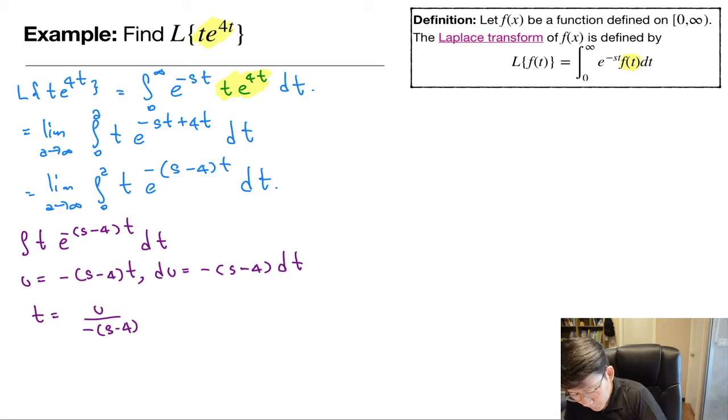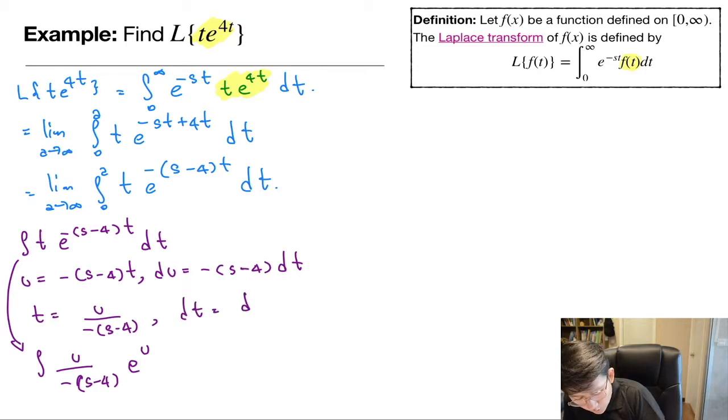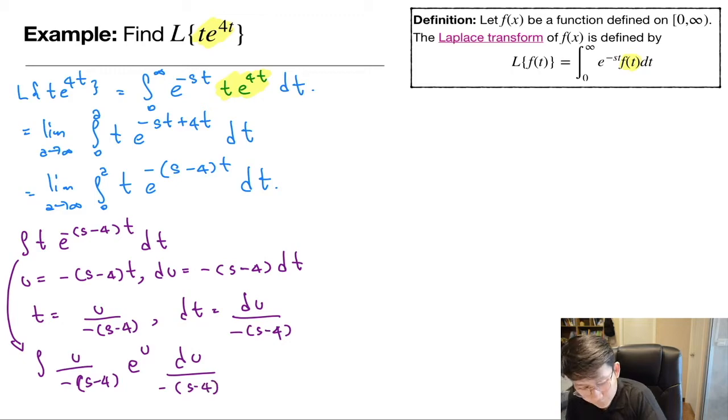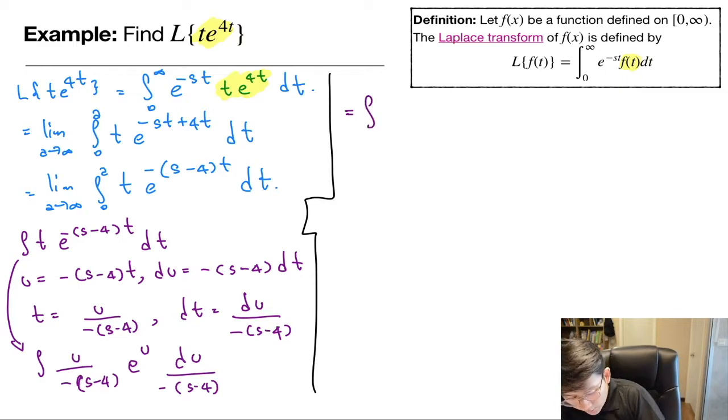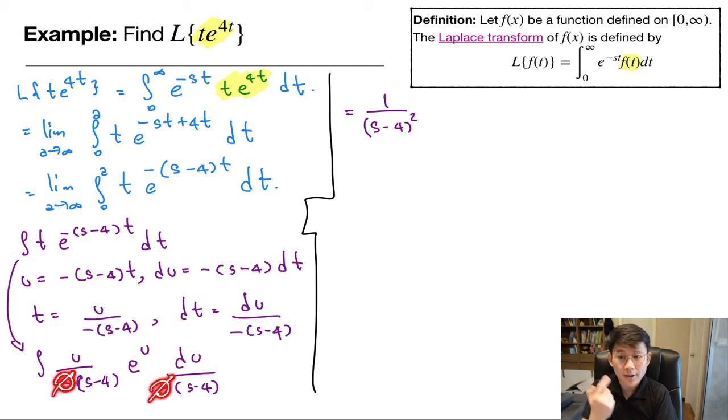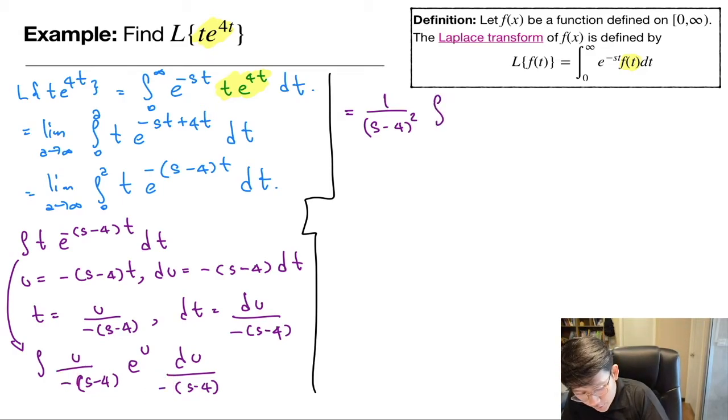So this integration becomes integrate t, which is u divided by minus s minus 4, e to the u dt. Guys, here dt would be du over minus s minus 4. Get that? Okay. So let me pull the constant out. We have 1 over s minus 4 squared, because we have minus 1 here, they cancel out. And then integrate u e to the u du.